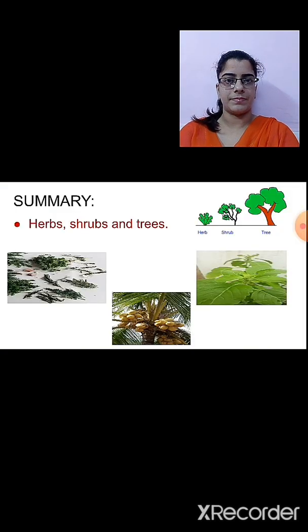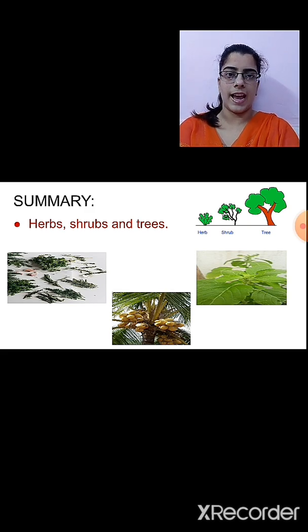So, let's begin. We have studied that there are many plants around us. They do not appear same. They are divided into three categories like herbs, shrubs and trees. So, what is difference between herbs, shrubs and trees? What are herbs? Herbs are shorter in size. The stem of the herbs is tender and green in color. The herbs may or may not have branches.